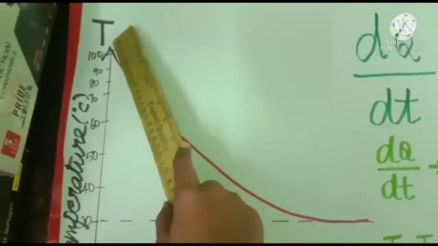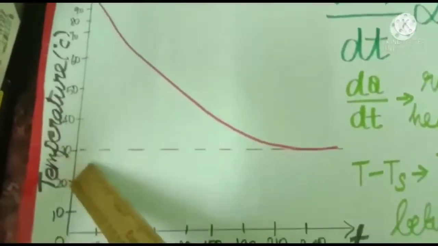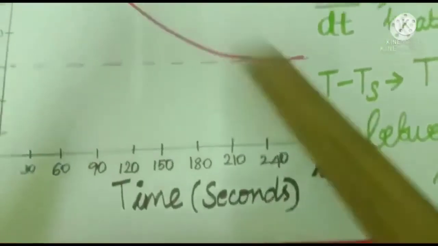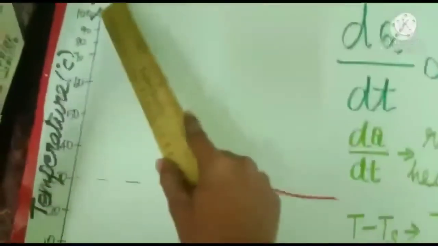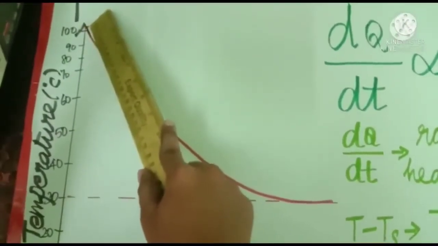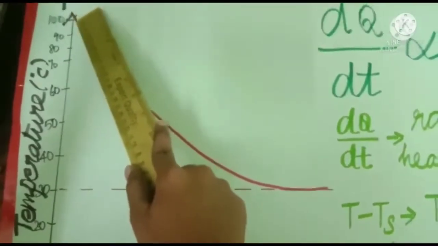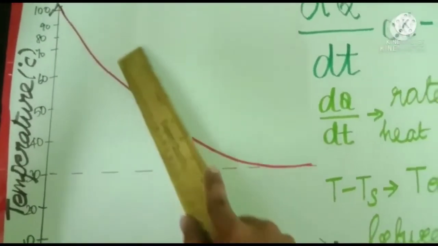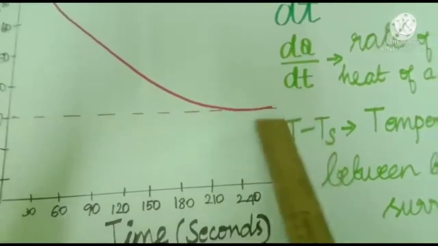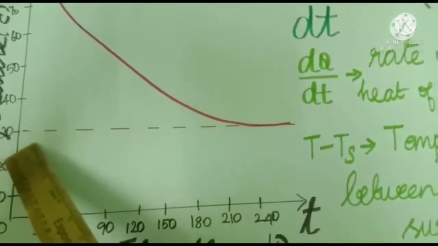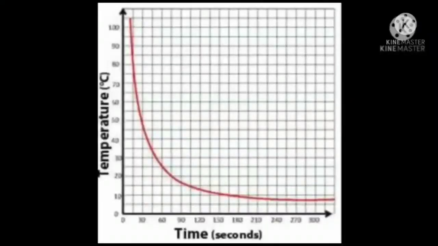Now when we plot the graph between the temperature in degree Celsius along the y-axis and time in seconds along the x-axis, at first, at the point 100 degree Celsius, the temperature is higher. Then after some time, when you allow it to cool, the graph comes down and it stops after it reaches the room temperature Ts. Here you can see the exact plotting of Newton's law of cooling.